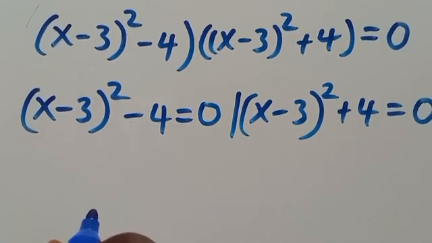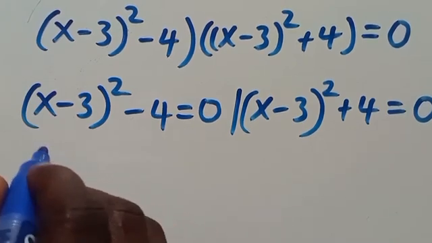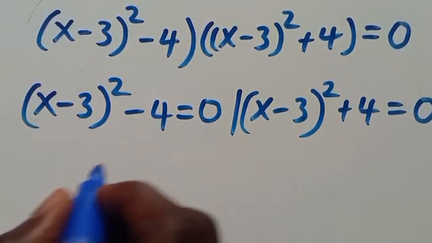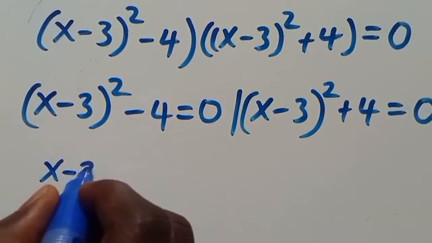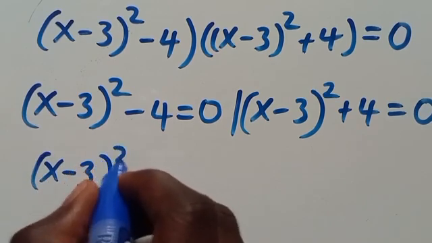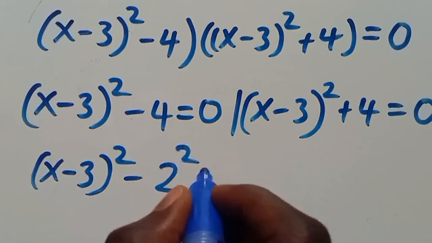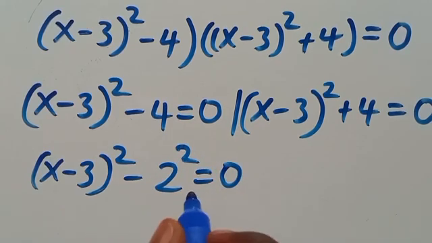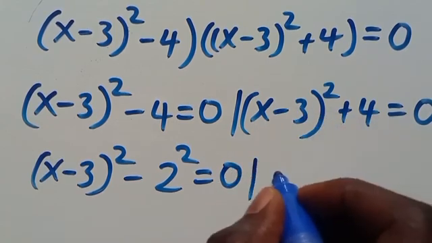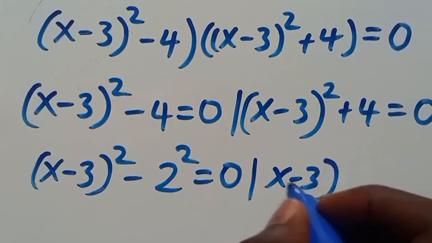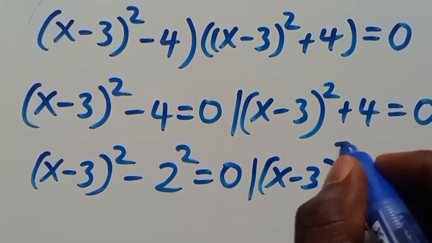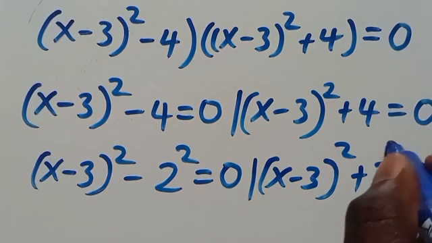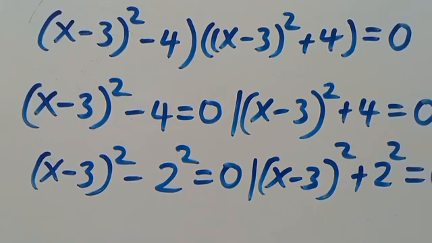Now let's solve this. Let's see case 1. We can express 4 as 2^2. So here will now be (x - 3)^2 - 2^2 = 0. This also looks like a difference of two squares. Let's also rewrite this as ((x - 3)^2 - 2^2) equals 0.